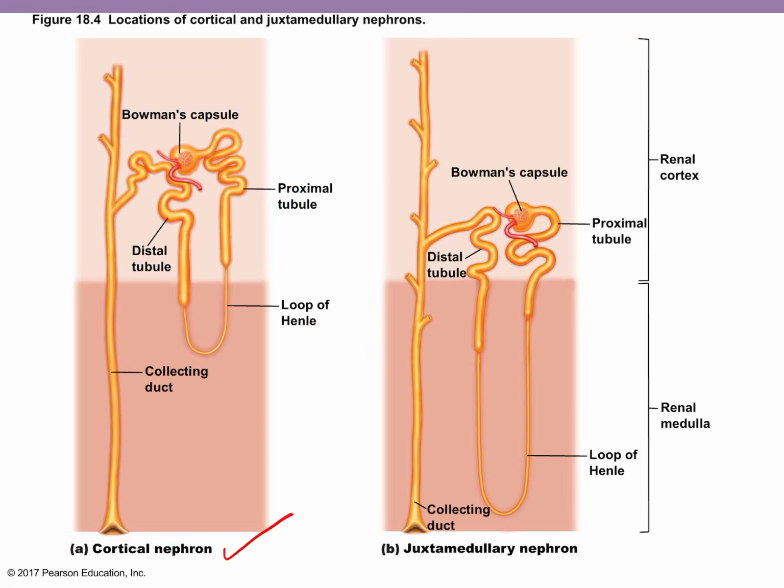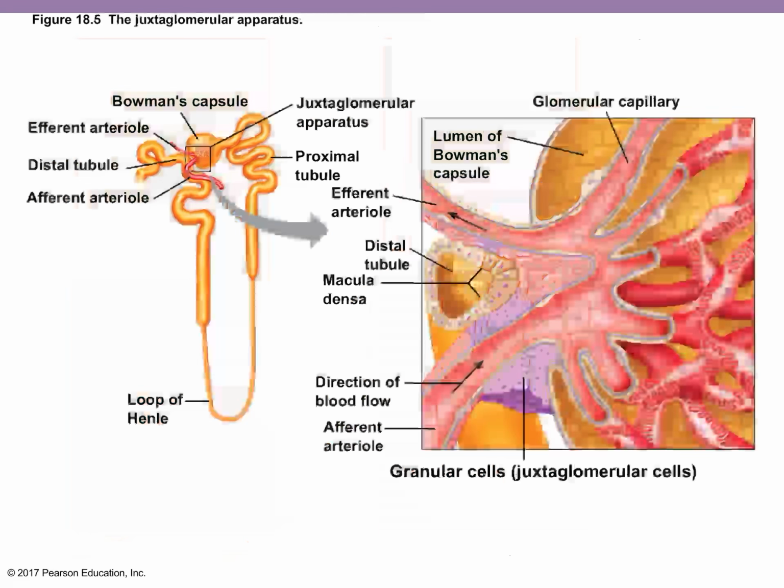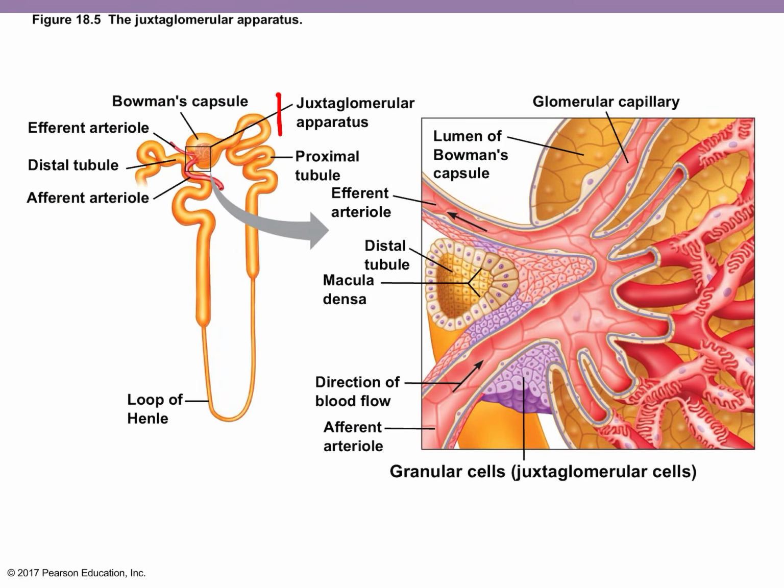Remember that there are two kinds of nephrons in the kidney. There's a shorter, more compact nephron that's higher up in the cortex, called a cortical nephron. And then there's a second kind of nephron, which is a lot longer. It dips deep into the medulla, and it's called the juxtamedullary nephron. Just keep that in mind. We're going to talk about this again in the next chapter.